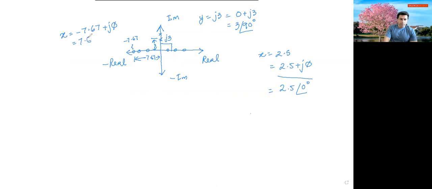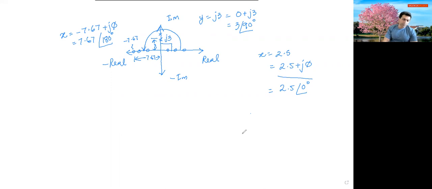That's the magnitude. And what is the phase? Phase is measured from the x-axis. What angle is it traversing? 180 degrees. So 7.67 angle 180 degrees. So any number that is a negative real number, in polar form, will have an angle of 180 degrees.